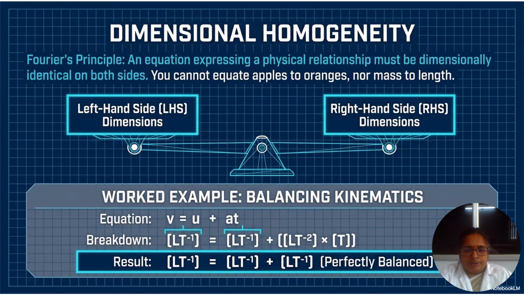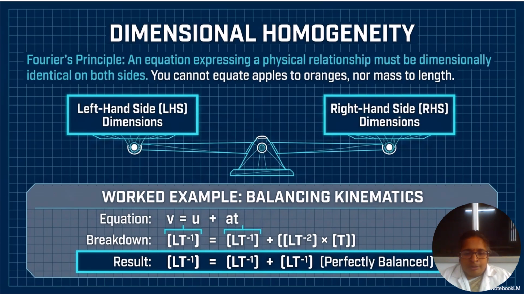The next one is dimensional homogeneity. Here we cannot equate apples to oranges. That will not be considered homogeneity. A physical relationship must be dimensionally identical on both sides. That is, the left hand side dimensions for a particular component, prototype or model should be equal to the right hand side dimensions of that component, prototype or model.